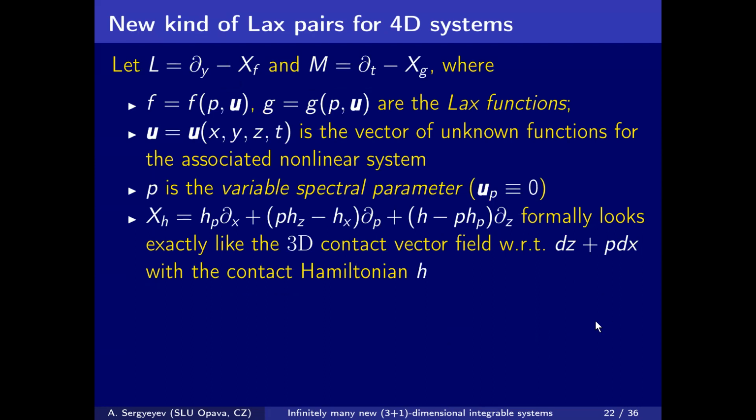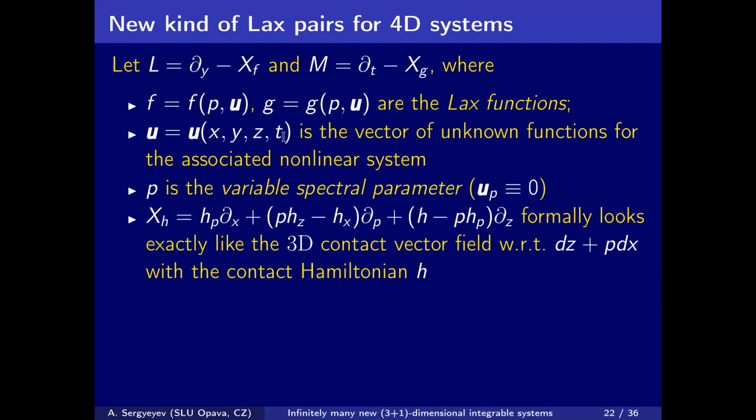Okay, so now let me describe this construction. We assume that the Lax operators have the form shown in the slide. F and G are again called Lax functions, just as in the 3D case, and u is the vector of unknown functions for the associated nonlinear system.